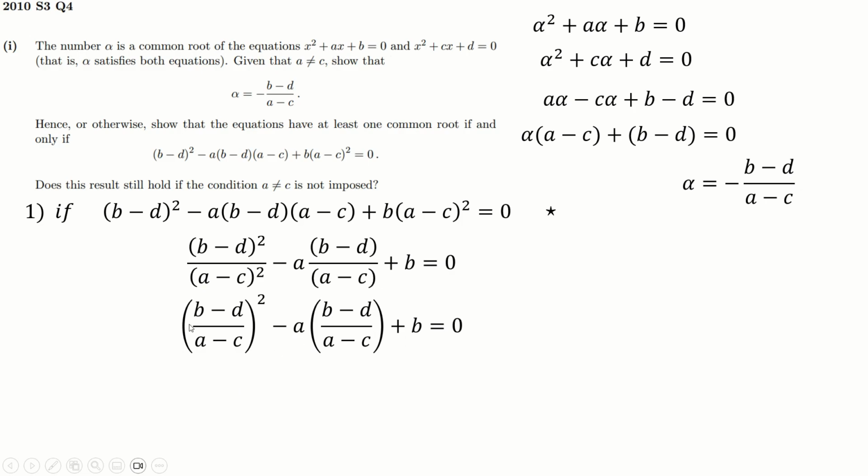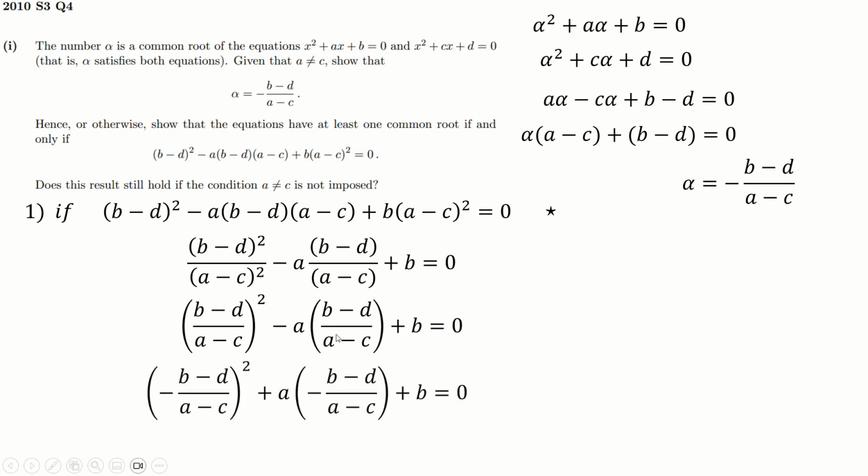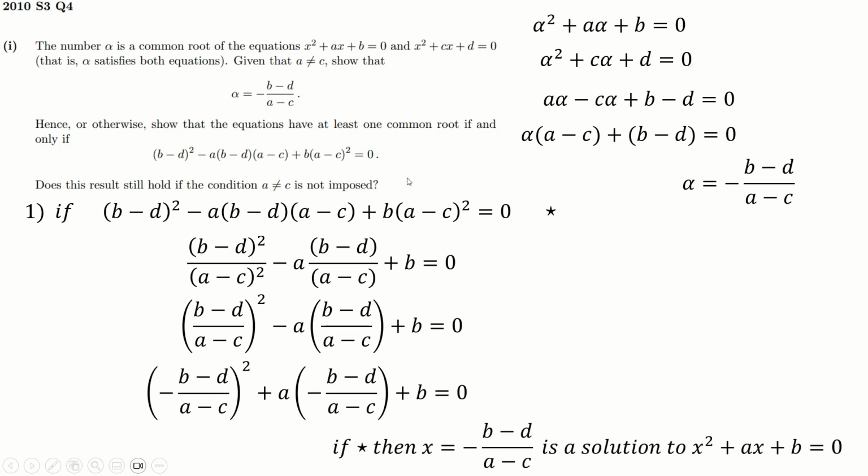Well, we can just make this whole bracket here a negative, because if we do that, this squares out anyway and doesn't make a difference. And this negative, essentially I'm donating this negative in here to give me a positive there, and it makes now this statement here. So now I'm saying that if star is true, then x equals this thing here is a solution to that equation there, just by this logic here. So that's half of the first half done.